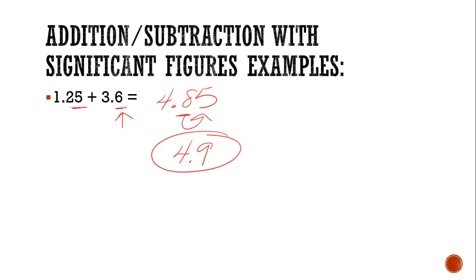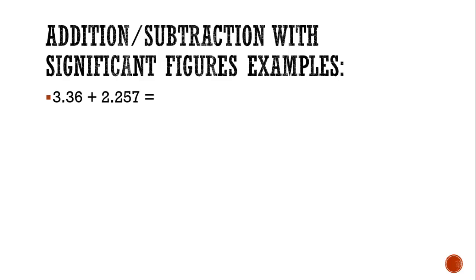Okay, again, 3.36 plus 2.257. Do the math. Add those two numbers together, get your calculator answer. 5.617. Okay, so again, look, two places, three places. The least is 2, so 1, 2, look next door. 5.62 is the correct answer for this one.